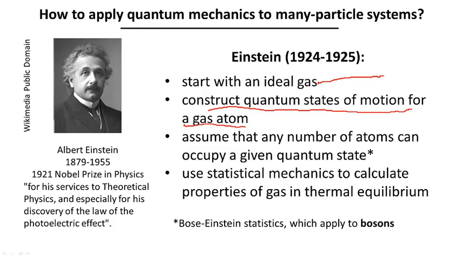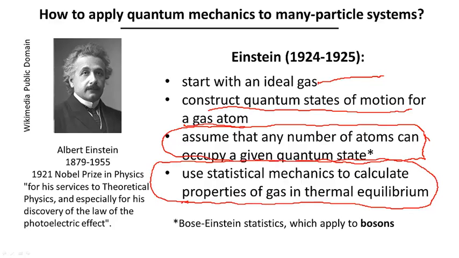So Einstein decided to try the following assumption, that for a given quantum state, any number of atoms can occupy it. So there's no restriction on the number of atoms that can be in the same quantum state of the system. So if you think of a particle in a box, the ground state has no nodes, and presumably you can populate that state with as many atoms as you like. And then you use statistical mechanics to calculate the properties of the gas in thermal equilibrium.